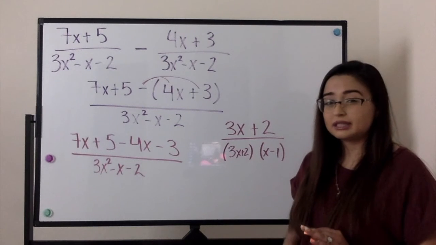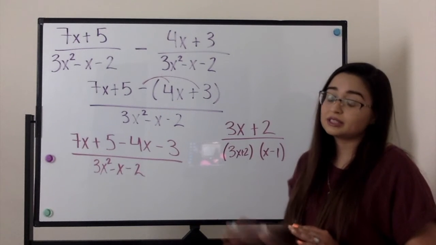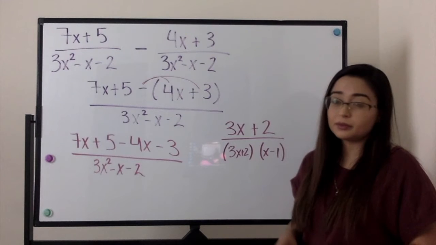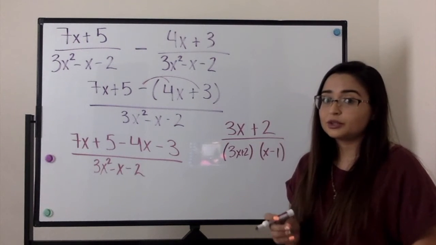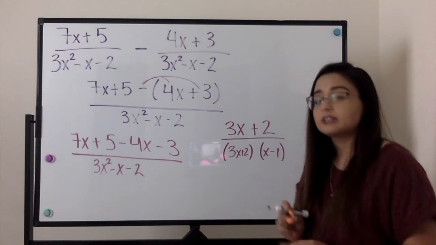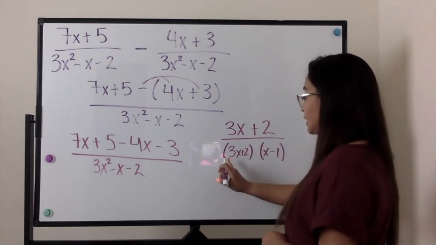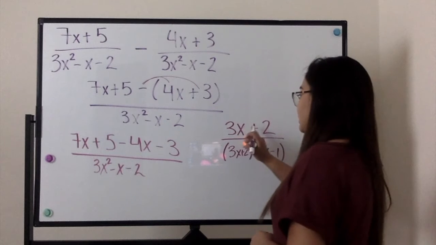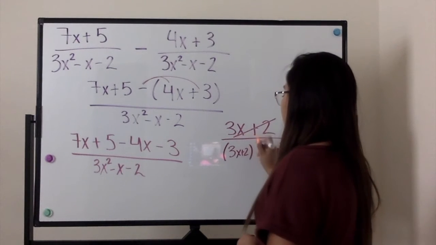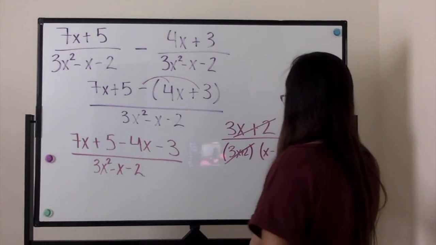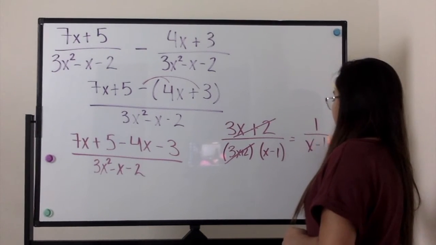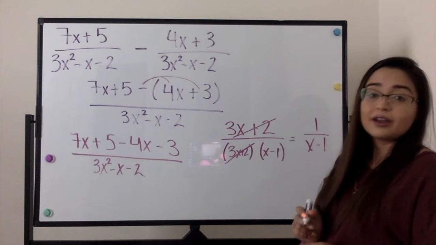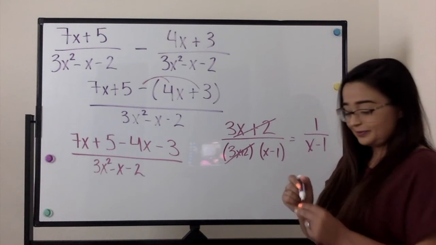Now that we're at this step, we are actually going to simplify it even further. Because remember, we can cancel out or divide out different numbers in there, so it can be even simpler than it actually looks. So you see how we have 3x plus 2 and 3x plus 2? These easily become a 1. So we would be left with 1 over x minus 1 as our final answer.